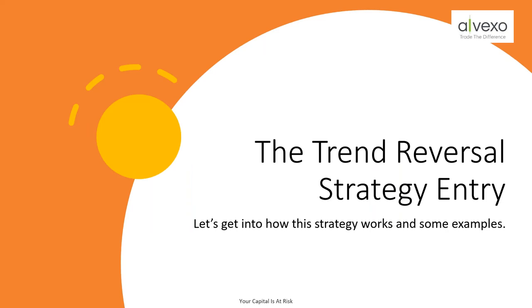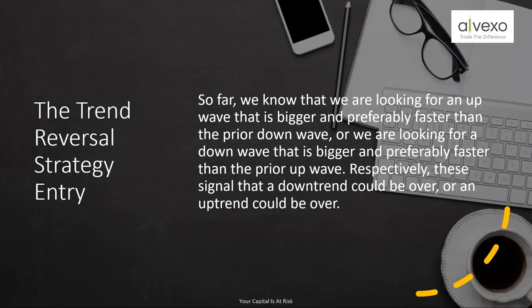So let's get into how this strategy works in some examples. So far, we know that we are looking for an up wave that is bigger and preferably faster than the prior down wave, or a down wave that is bigger and preferably faster than the up wave. Respectively, these signals can tell us that a downtrend could be over or an uptrend could be over. So let's pop up some live charts and scan them real quickly.